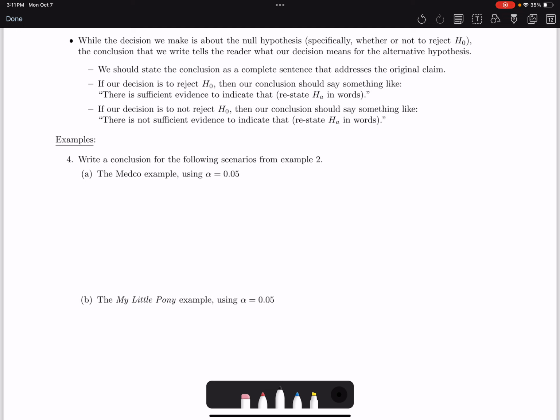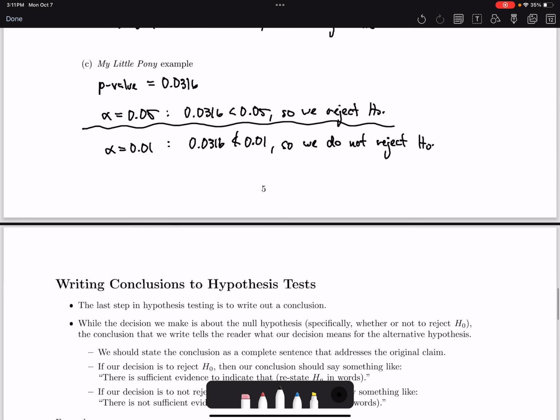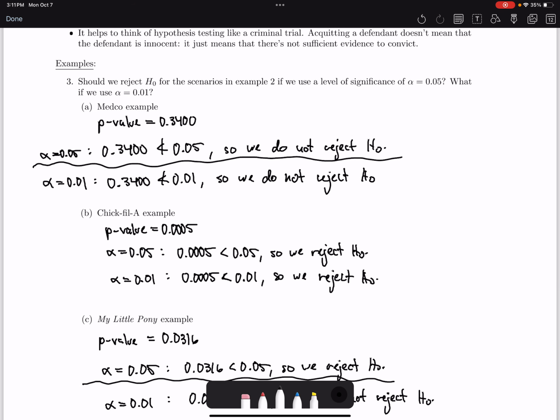Okay, so if our decision is that we should reject the null hypothesis, then our conclusion should say something like, there is sufficient evidence to indicate, and then you restate the alternative hypothesis, right? If, on the other hand, our decision is to not reject the null hypothesis, then our conclusion should say something like, there is not sufficient evidence to indicate that, and then restate the alternative hypothesis. So, for example, let's write a conclusion for the following scenarios. In the Medco example, using the 0.05 level of significance, I think our decision was do not reject the null, right? Do not reject the null.